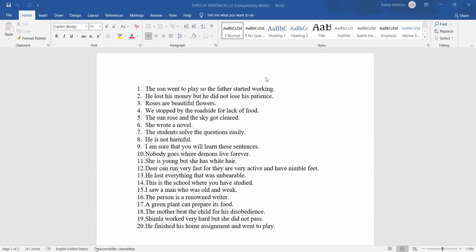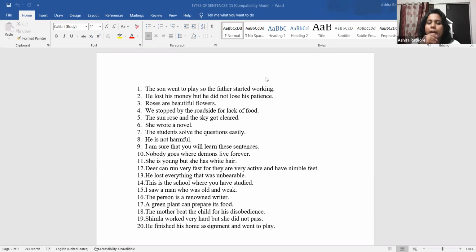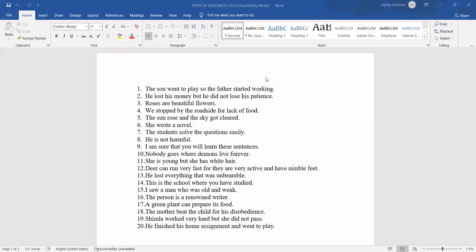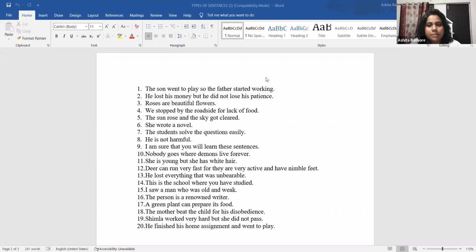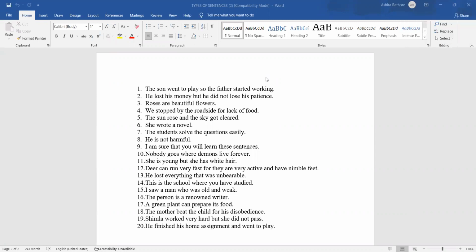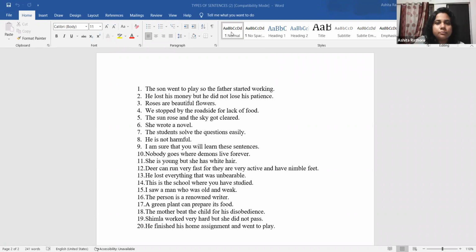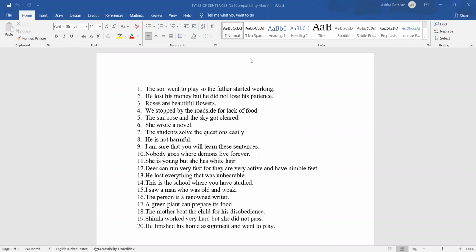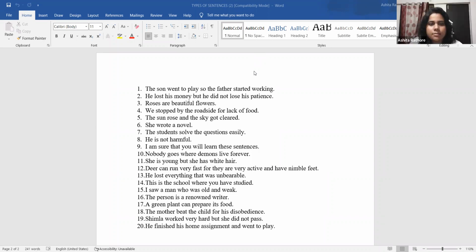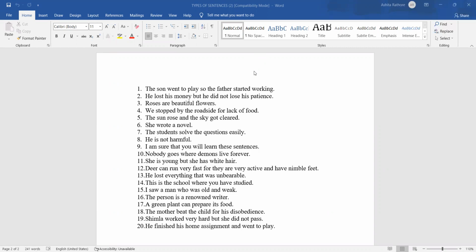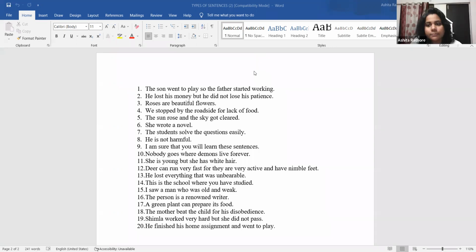Ma'am, this would be complex. Why? Because he lost his money and he did not lose his passions. Are both independent clauses. Yes. Very good. Next one. Adya. Ma'am, simple sentence. Yes. Roses are beautiful flowers. There is one subject and the rest is qualifying as a predicate. Yes. Priyanka. Next one.